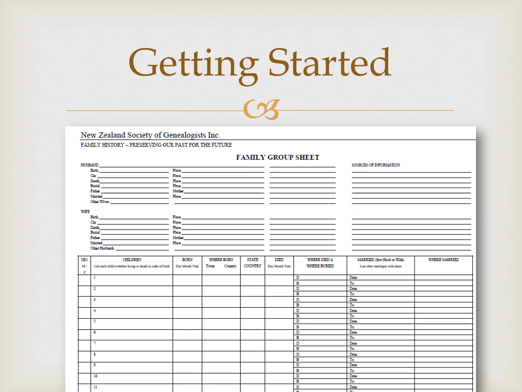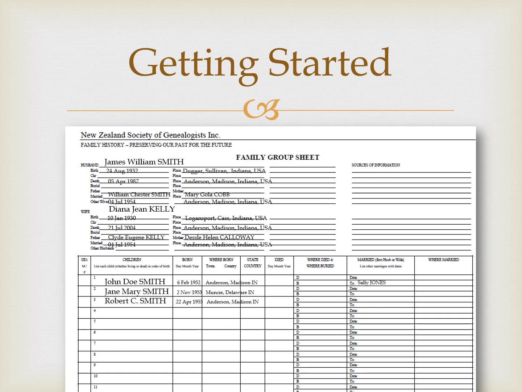Another form you may find useful is a family group sheet. This sheet is used for one household or family and allows you to add more than just parents. You can also add all of the children along with their spouses. Genealogy websites and software will also allow you to add this information.